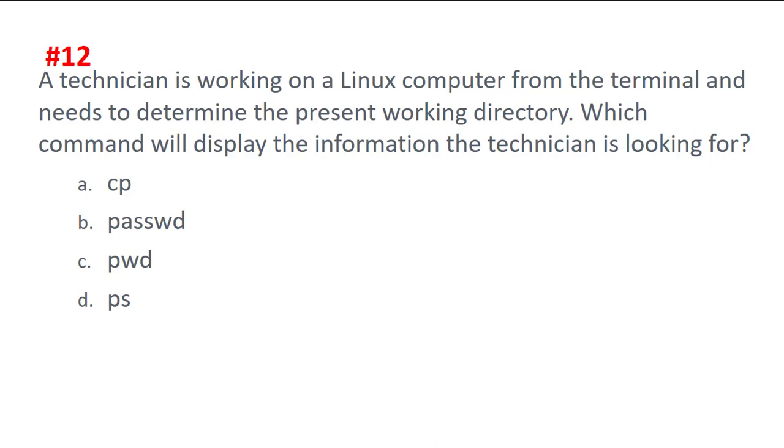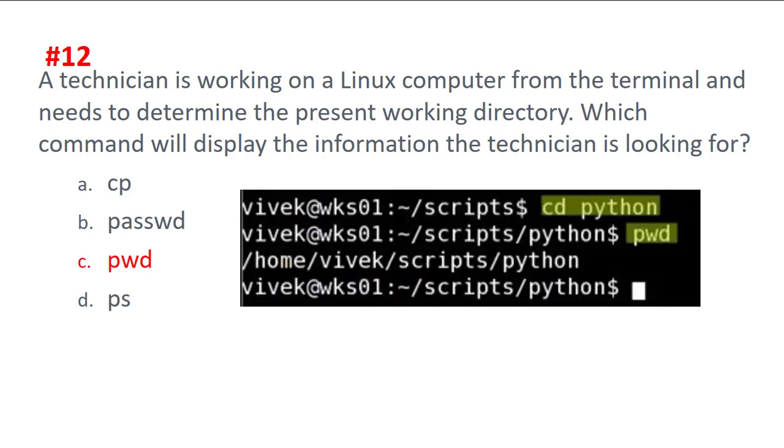To do so, you're going to use the pwd command. And you can see here, I've got a working machine. Change directory to the Python folder. But I want to make sure I'm in the right spot before I do anything else, so I do the pwd command, and that will show me my full path here: home, Vivec, scripts, Python. That is the current present working directory. That's where I'm currently at. You would think it's common sense, but that command is there for that specific reason.